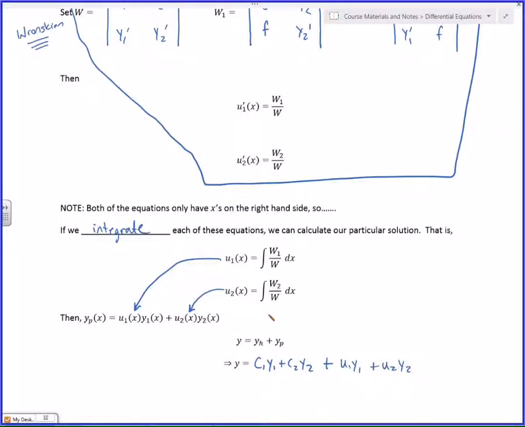So the rest of this, we're going to do 3 different examples. I'll do 2 of the second order and then show you this generalizes up to even third order and higher.